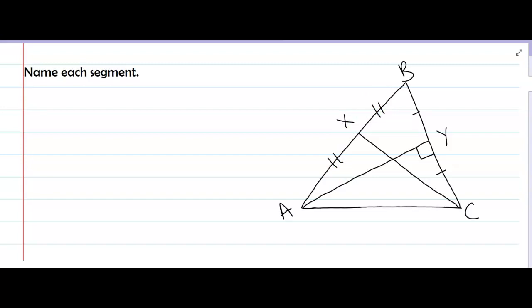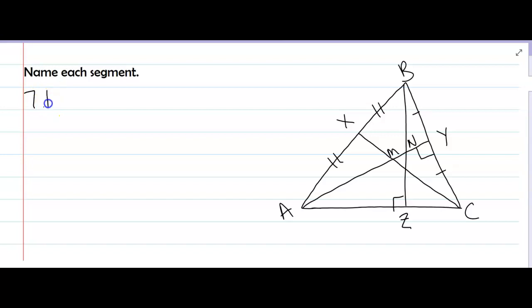Where these meet, let's call that point M. And then the last thing, let's draw a segment from B down to this bottom here. We'll call that a perpendicular line, and we'll call that point Z. And then this point right here where those two lines intersect, let's call that point N. Okay, so we're going to do 4 things here.